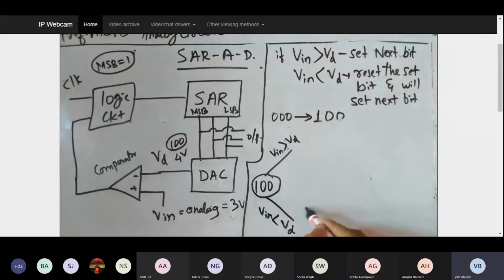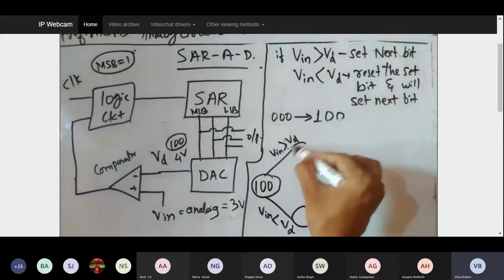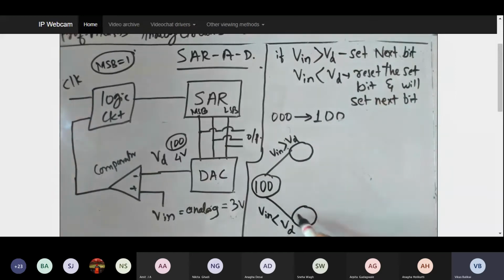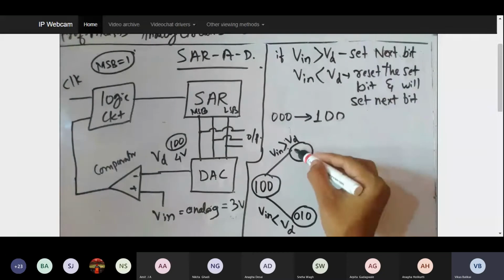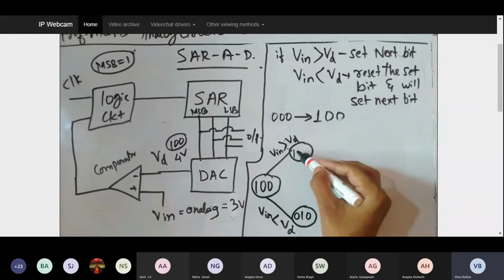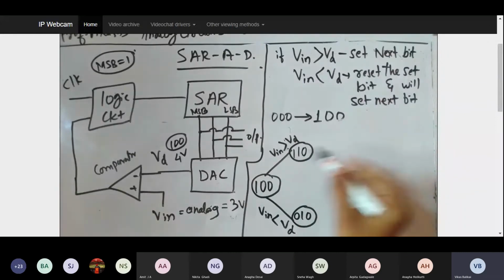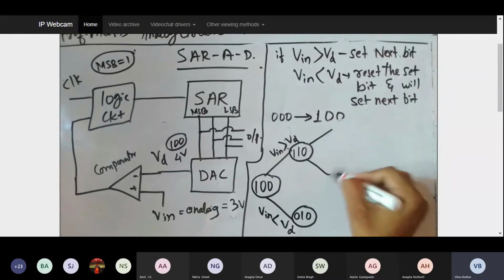And depending on the condition, I am going to perform these two operations. Right now, the input is 3 volt. So what I did, I reset the set bit and I set the next bit. Suppose this condition is true, input greater than VD, I am not going to touch the already set bit, but rather I am going to set the next bit. So this will be the case, and then the next condition again.